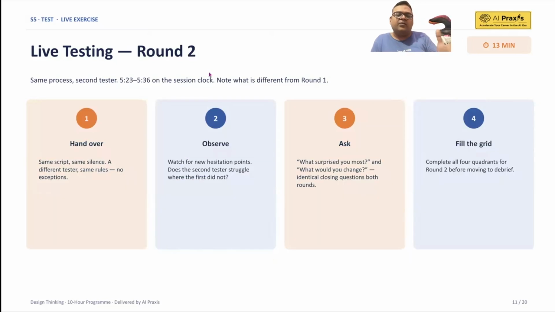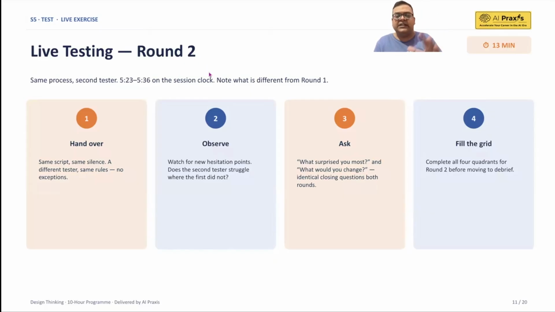Then, second one, as I mentioned, live testing round two. At first glance, this may seem like a repeat of the previous activity, but it's actually not. The purpose of the second round is to answer an important question. And the question is, was the first user's experience unique or is it a pattern?